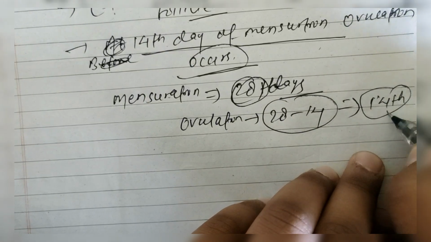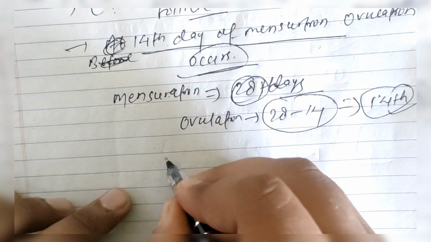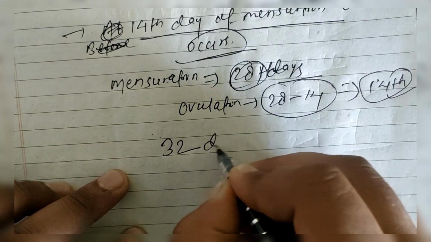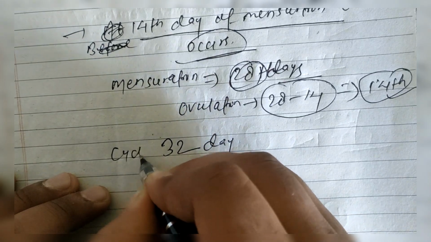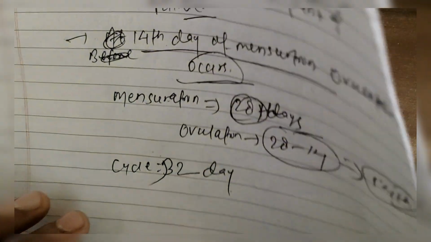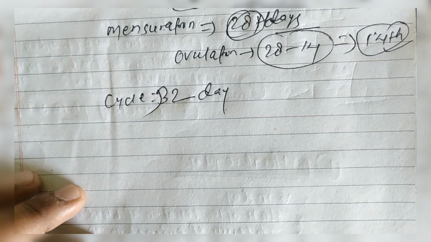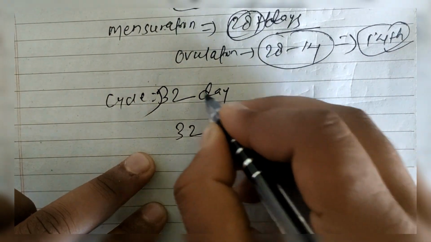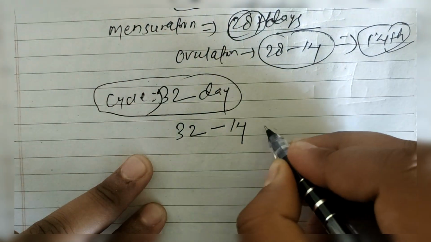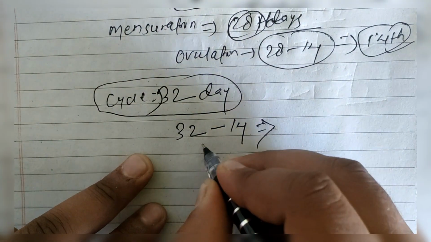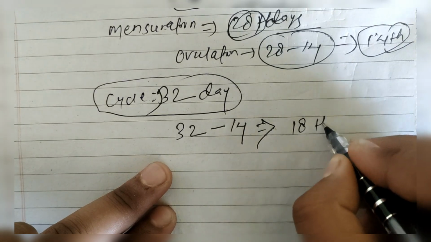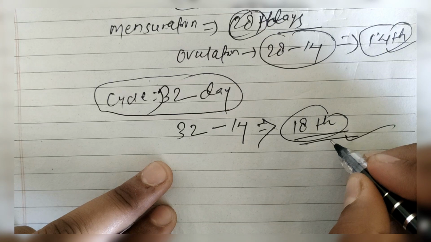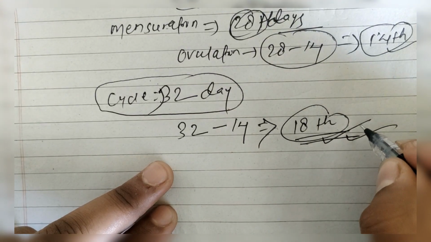So the 14th day is the day of ovulation. Now suppose the menstruation cycle period is given as 32 days. At which day does the ovulation take place? The ovulation takes place at 32 minus 14. You have to subtract 14 from the given cycle period to get the day of ovulation. In this case you get the 18th day. So on the 18th day of menstruation you get the day of ovulation. In this way you can calculate at which day the ovulation takes place.